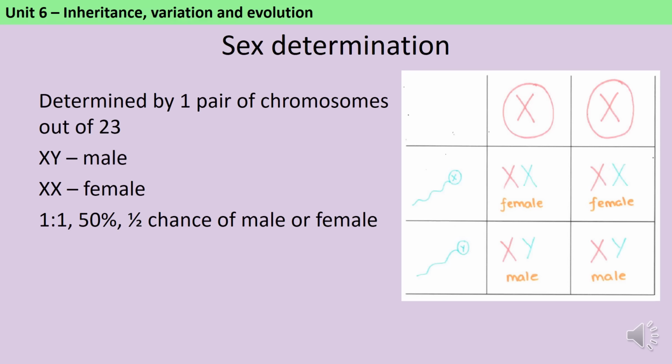In the vast majority of cases, human males have XY chromosomes and females have XX chromosomes. This means that the sex of a baby is down entirely to the chromosomes it inherits from its father's sperm. The woman's egg always contributes an X chromosome. This means that overall there's a 50% chance of a baby being born as male and 50% female.